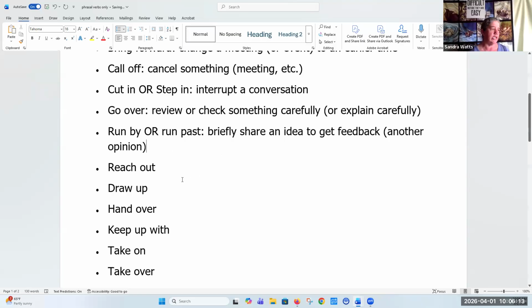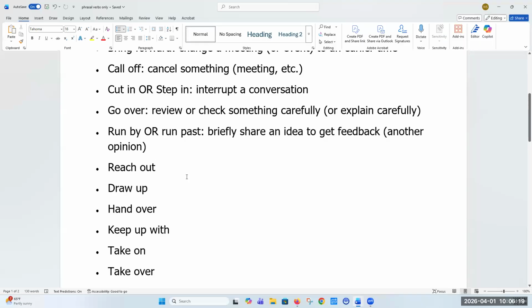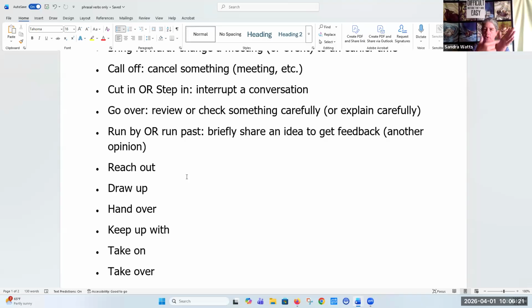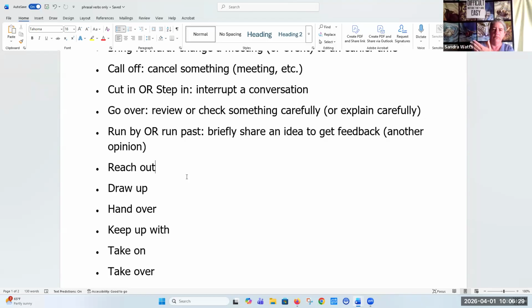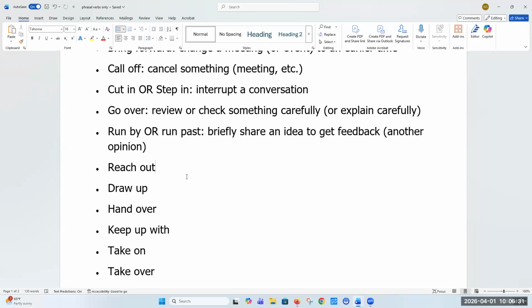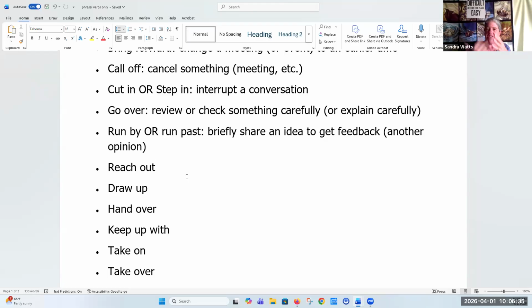Okay, so if I say I need to run this report past my manager, what I'm saying is I'm showing this report to my manager, kind of quickly, so he can look and then give me any ideas or opinions that he has before I give the report to the boss. Right? I'm going to run it past my supervisor, see if he finds any mistakes or something I forgot. Okay.